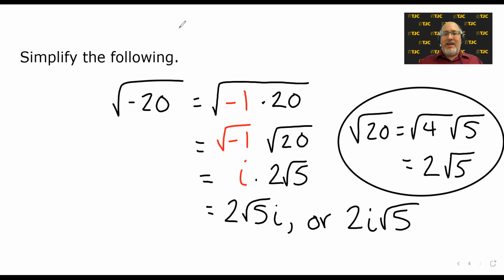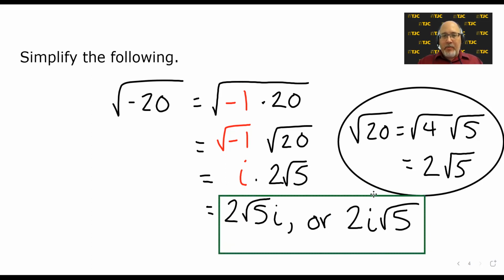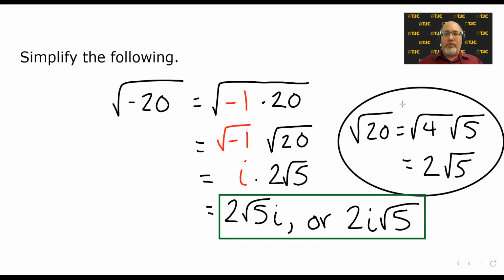So the best looking answer is actually 2i times the square root of 5, because we still have the i as close to the end as possible without accidentally sliding it under the square root.